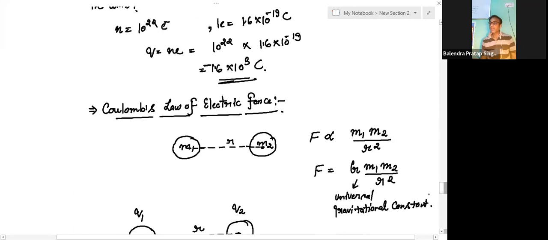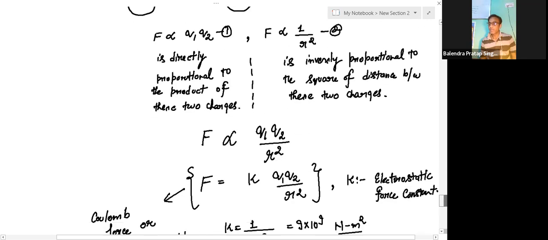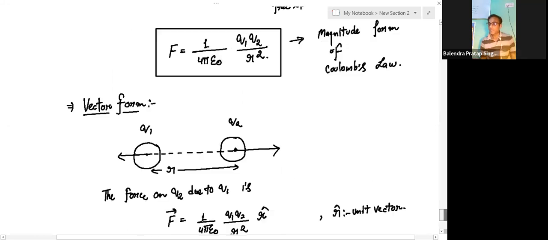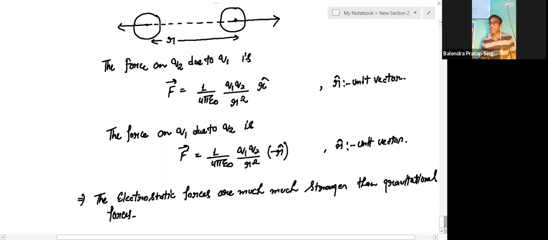So here we discussed Coulomb's law of electric forces, in which I showed you the exact formula, which is F is equal to 1 upon 4 pi epsilon naught q1 q2 by r square, and there is a vector form, where I showed that if one force is applied on another, with the direction. So this is all about Coulomb forces.